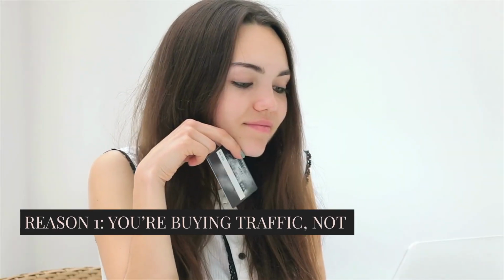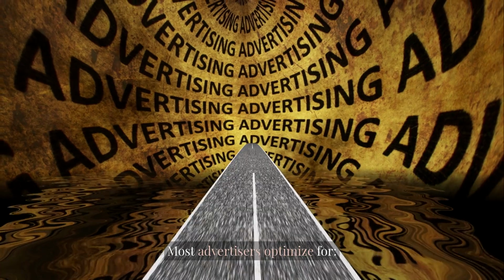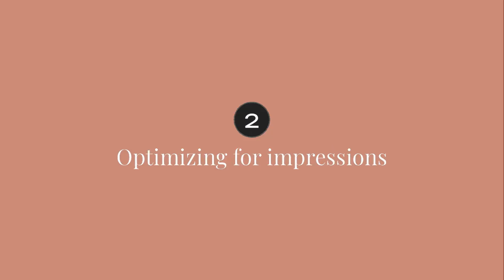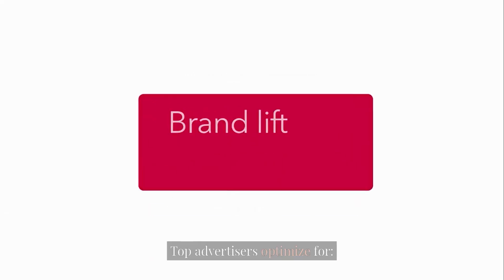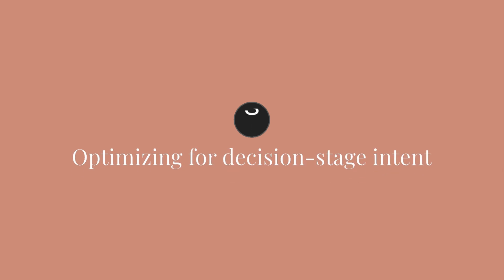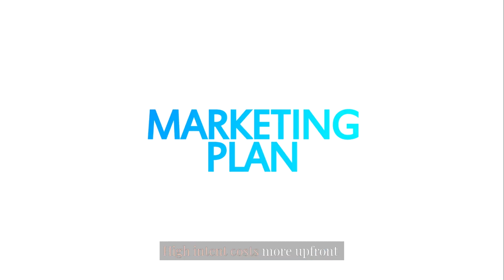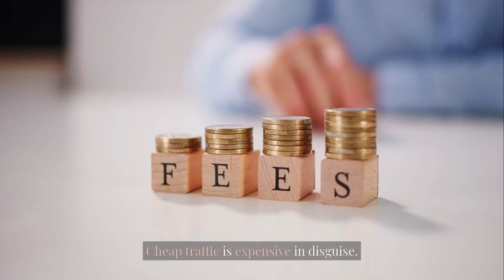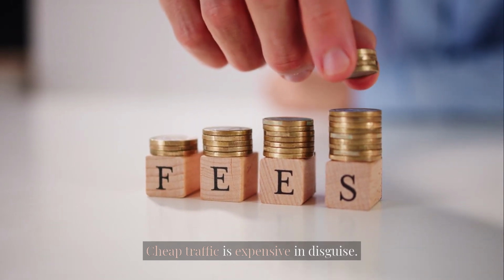Reason 1. You're buying traffic, not intent. Most advertisers optimize for clicks, impressions, cheap CPMs. Top advertisers optimize for buying signals, problem-aware users, decision stage intent. High intent costs more upfront but less per conversion. Cheap traffic is expensive in disguise.